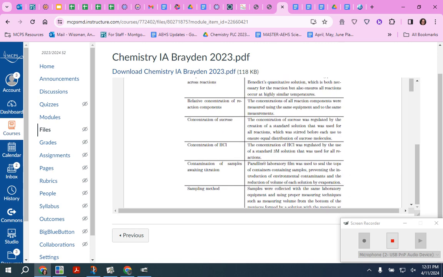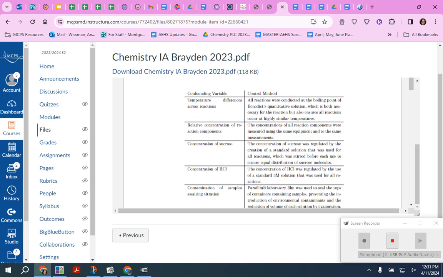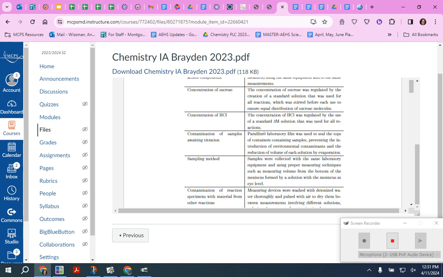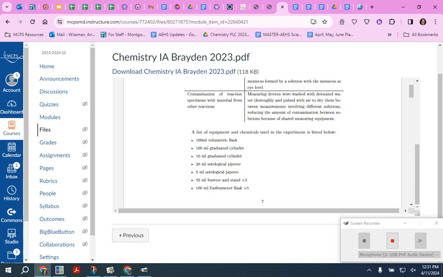Here is a table of possible confounding variables, things that could have affected the results of the experiment. Temperature differences across reaction. What's the control? Well, we had to do it at the boiling point, so controlled it as best we can by making it at the boiling point of the solution. This sort of thing. You can look through it.